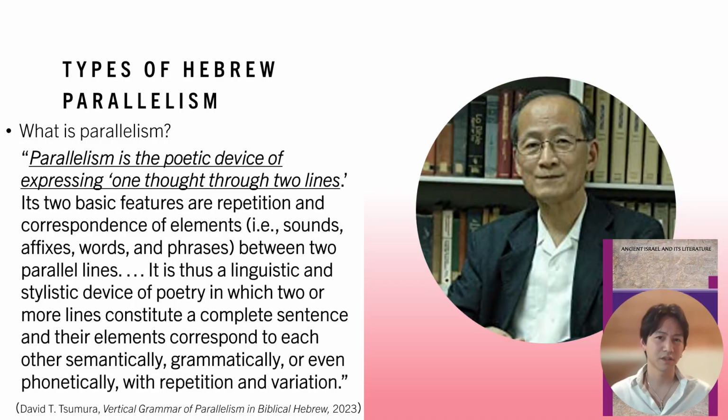So I've been using this term parallelism. What is a parallelism? Here I build upon one of my mentors' work, David Toshio Tsumura, a very prominent Japanese evangelical Old Testament scholar's definition. He says, parallelism is the poetic device of expressing one thought through 2 or maybe 2 or more lines. Its 2 basic features are repetition and correspondence of elements, that is, sounds, affixes, words, and phrases between 2 parallel lines. It is thus a linguistic and stylistic device of poetry in which 2 or more lines constitute a complete sentence, and their elements correspond to each other semantically, grammatically, or even phonetically, with repetition and variation.